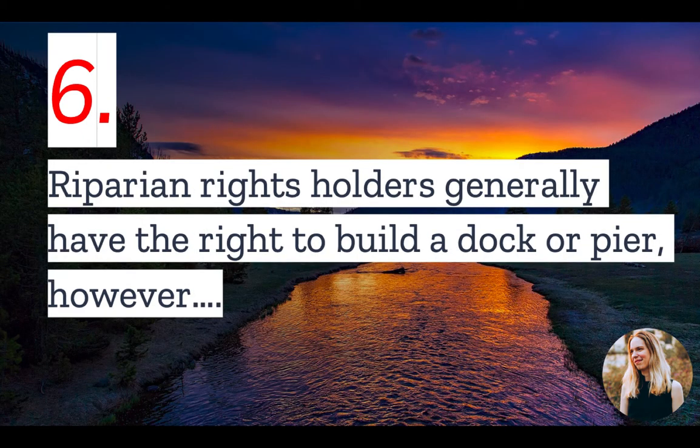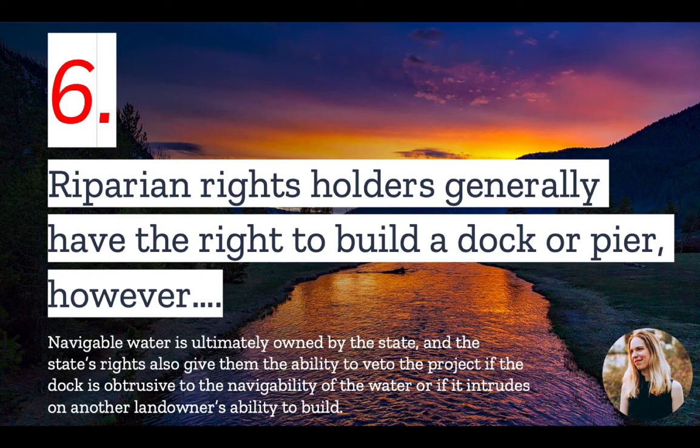Number 6. Riparian rights holders generally have the right to build a dock or pier out into the water. However, most rivers and streams are ultimately owned by the state, and thus the states have the ability to veto a project if the dock or pier is obtrusive to the navigability of the water, or if the structure intrudes on another landowner's ability to build.